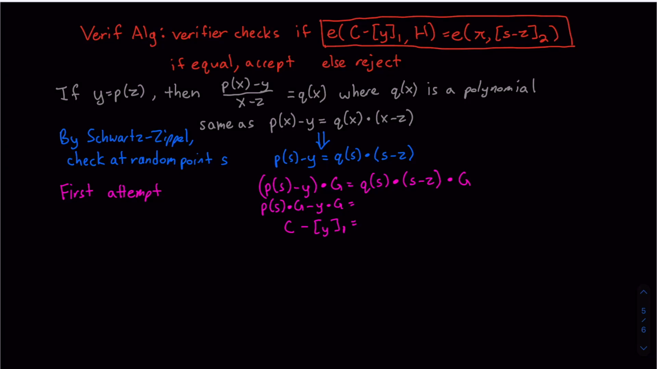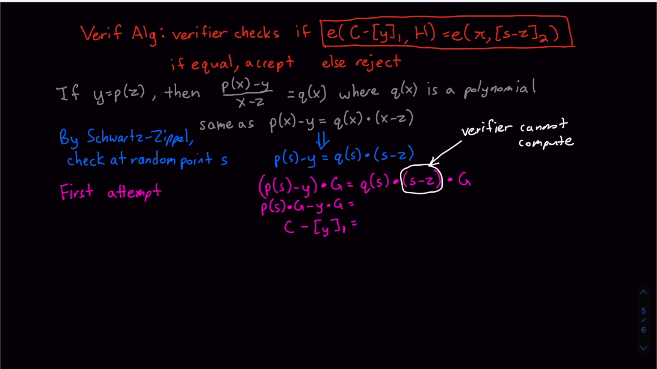The right-hand side is trickier. We now have Q of S times S minus Z times G. The verifier has pi, which is Q of S times G, but they don't know the secret value S, and for security reasons they never should. So they can't directly form the scalar S minus Z. So what do we do now?